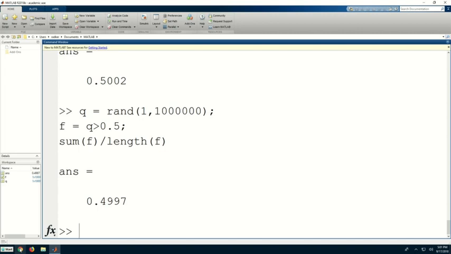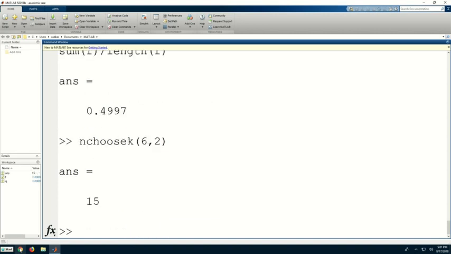Okay, I guess what else do I want to talk about while I'm in MATLAB? One useful thing, in case you don't know it, is there's a function called n choose k. Like if I say, what does 6 choose 2? So you don't have to necessarily work that out on your own. Of course, you can't use it in the exam, but there's something like this.